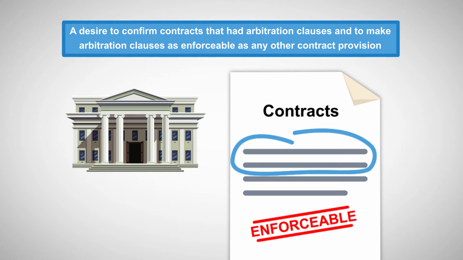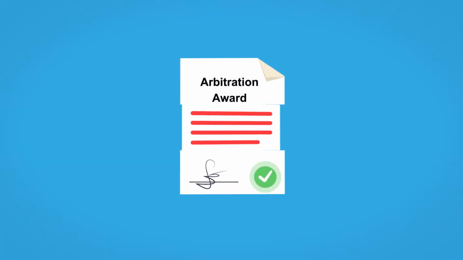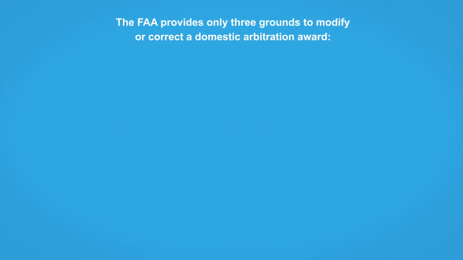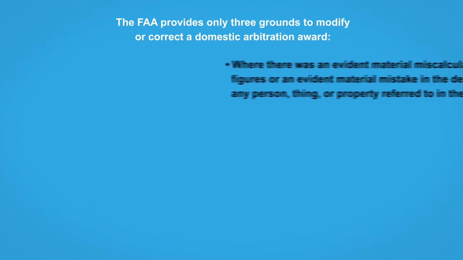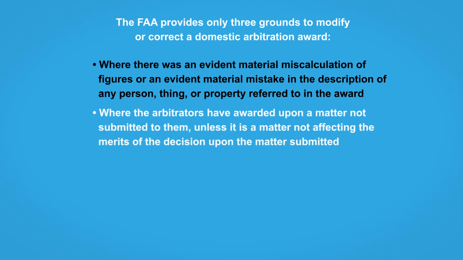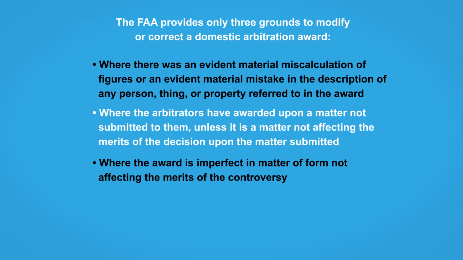Almost as difficult as having an arbitration award vacated is having the award modified. The FAA provides only 3 grounds to modify or correct a domestic arbitration award. 1. Where there was an evident material miscalculation of figures or an evident material mistake in the description of any person, thing, or property referred to in the award. 2. When the arbitrators have awarded upon a matter not submitted to them, unless it is a matter not affecting the merits of the decision upon the matter submitted. Or 3. Where the award is imperfect in matter of form, not affecting the merits of the controversy.